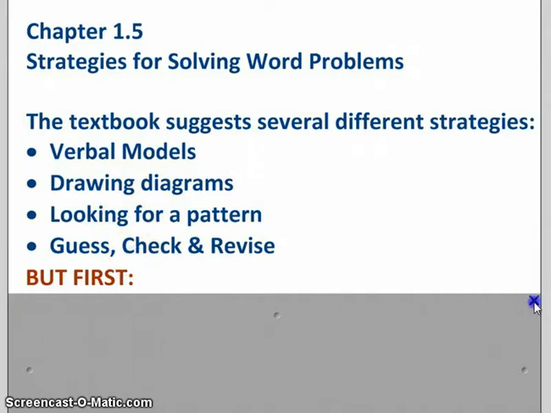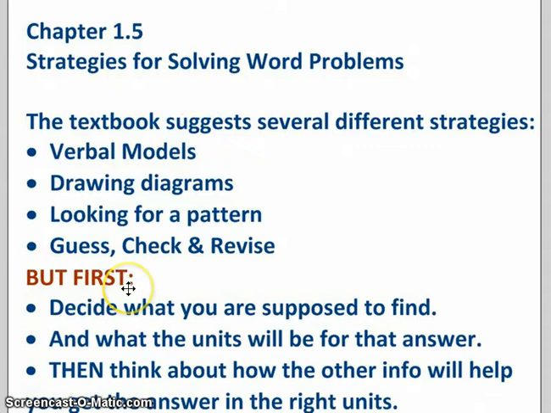I would suggest, even before you get there, that you remember what we learned from unit analysis. Make sure you've identified what it is you're supposed to find. If you can, and if it helps, and in some of the examples I'm going to show you it certainly will, identify what the units are going to be for that answer. Then start thinking about the information in the paragraph that will help you get the answer in the right units. We've been talking about this 3-step process every time that we've looked at word problems so far in the year, and now we're going to add these additional tools to our toolkit.